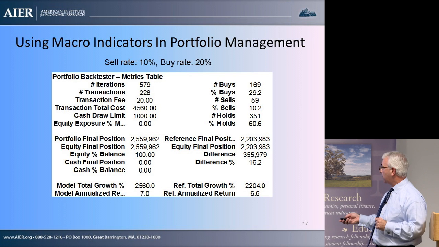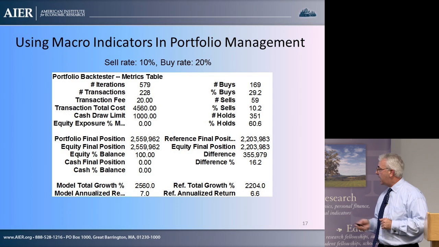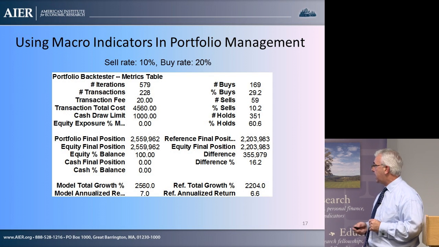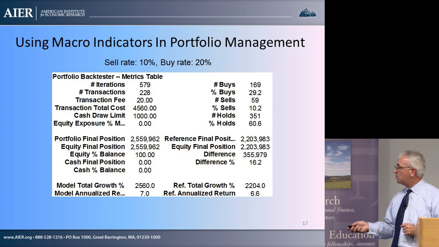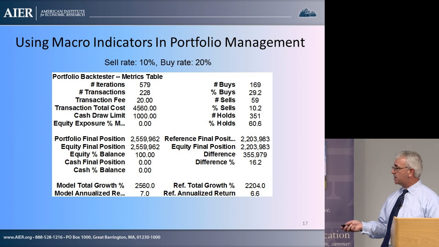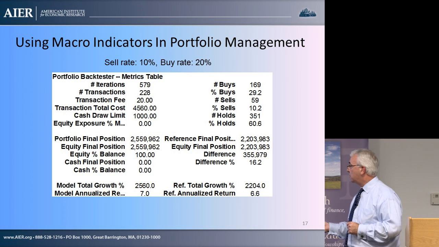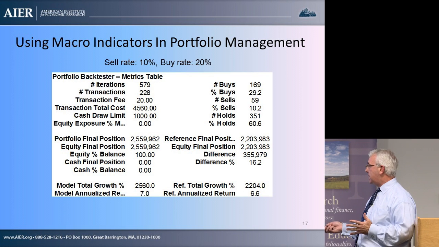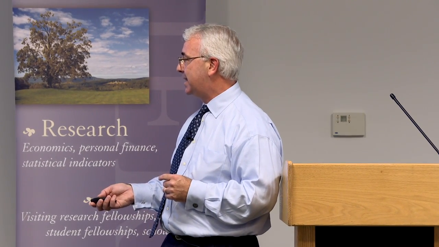So how did the portfolio do? The reference, the basic S&P 500, if you started with $100,000 in 68, you would have ended up with 2.2 million. Our portfolio, adjusting the equity allocations, you'd have 2.56. So you've gained an extra $350,000, a difference of about 16% over that entire period. Not too bad. And that is net of transaction fees. The annualized return goes from 6.6 up to 7.